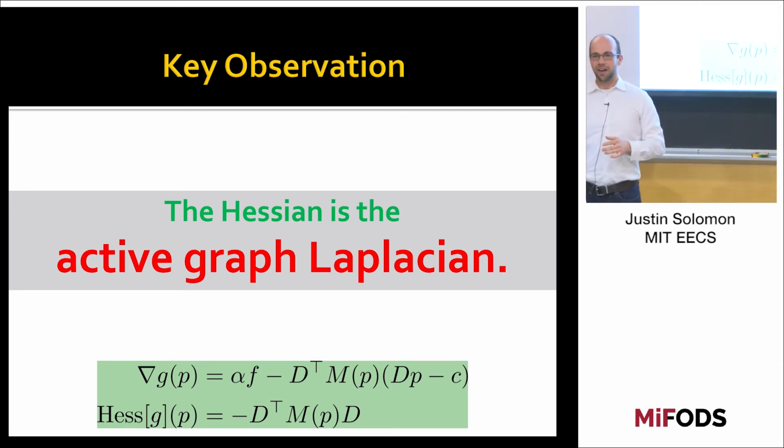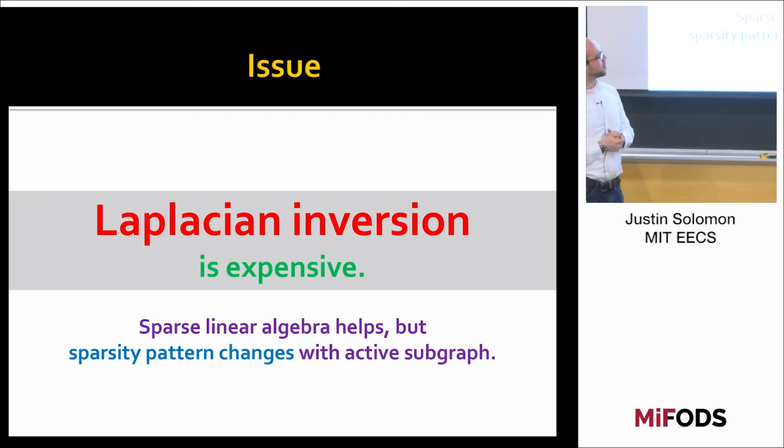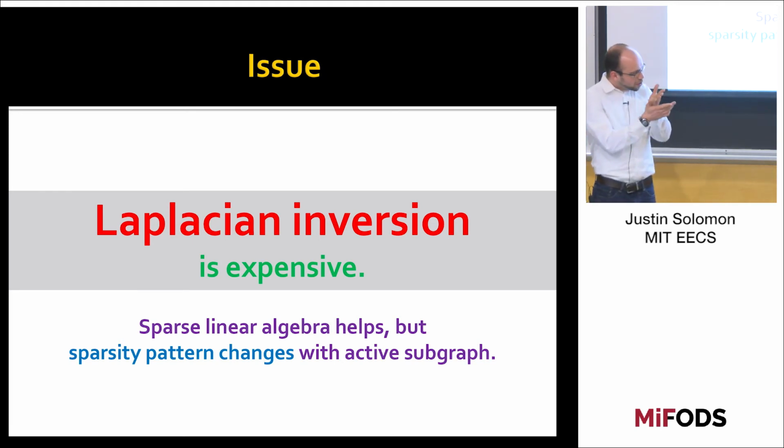OK. Now, we're not completely out of the woods yet, because inverting that matrix is kind of pricey. And so to deal with that, sparse linear algebra helps. You know that there's really only non-zeros where there's edges in your graph. But that's still not great, because the sparsity pattern changes every time you add or remove flow on your network flow problem. So to go around this issue, we make one more observation, which is let's say that I just perturb this vector p a little bit.